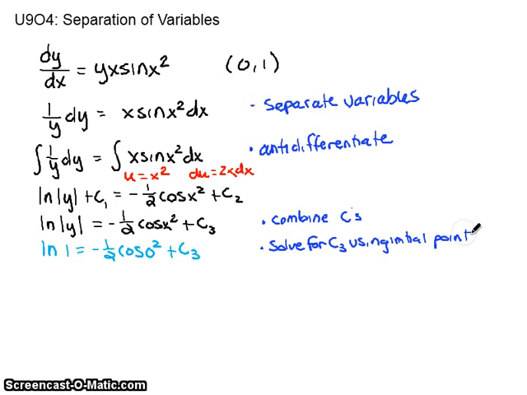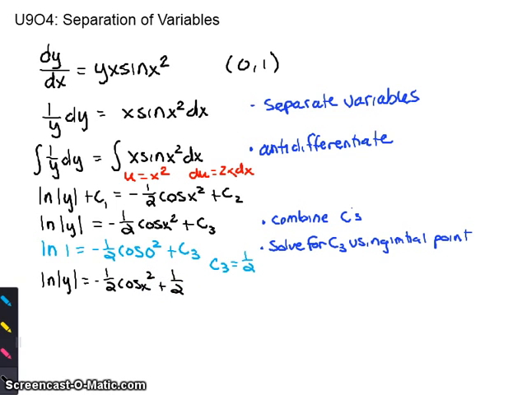So the point they gave us we want to use to solve for C3. If we look at it, natural log of 1 is 0, cosine of 0 is 1. So we're going to get C3 is going to be equal to 1/2. So plug that back in. So we're going to get natural log of the absolute value of y is equal to negative 1/2 cosine x squared plus 1/2.